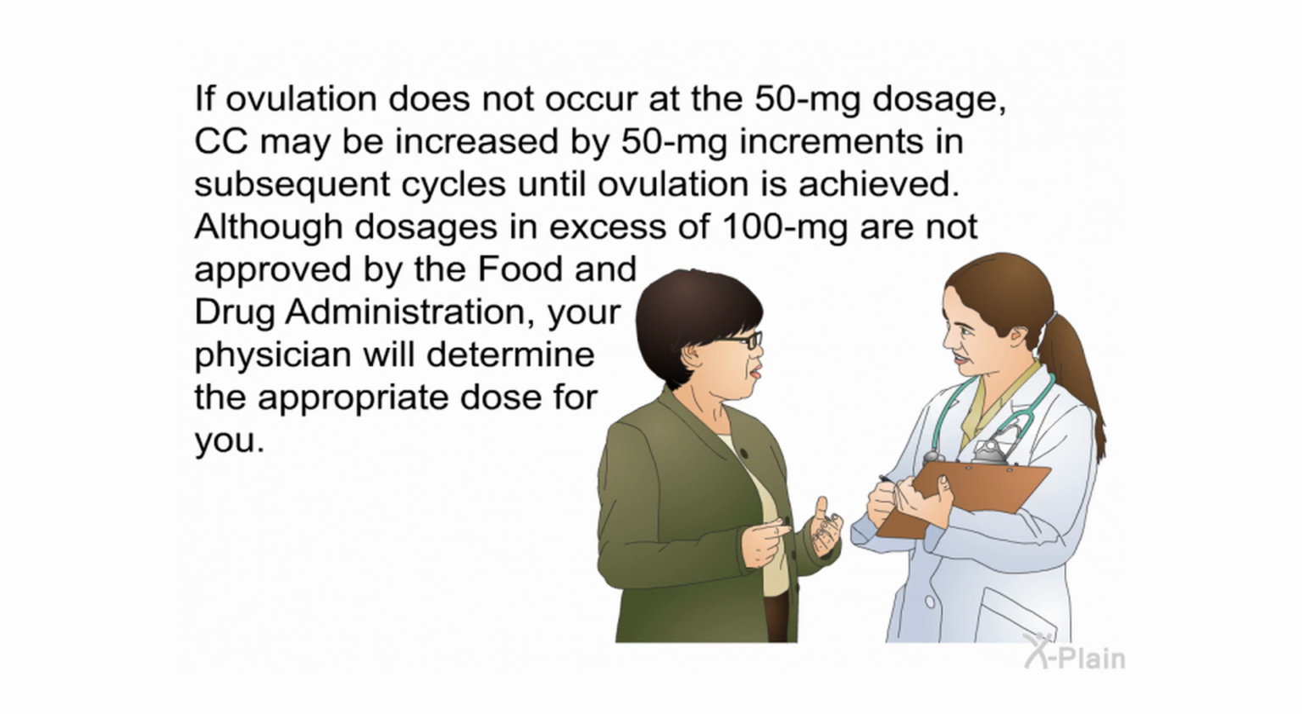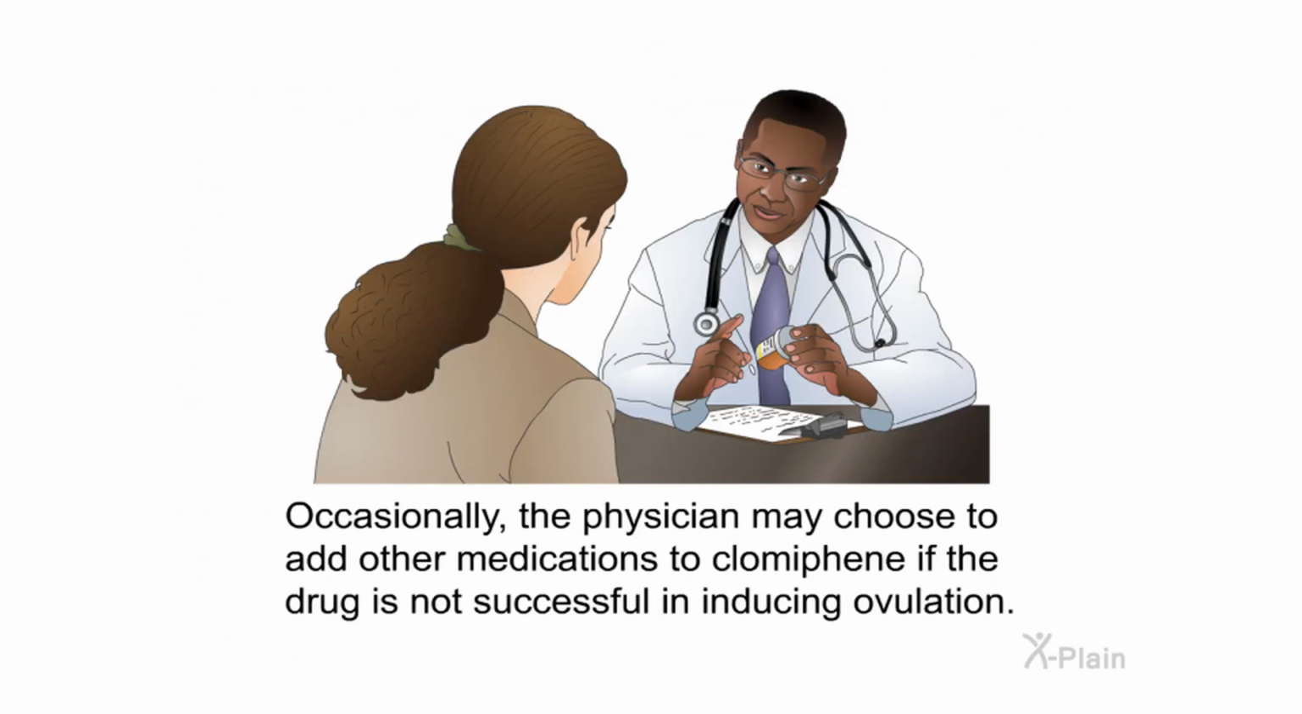If ovulation does not occur at the 50 mg dosage, CC may be increased by 50 mg increments in subsequent cycles until ovulation is achieved. Although dosages in excess of 100 mg are not approved by the Food and Drug Administration, your physician will determine the appropriate dose for you. Occasionally, the physician may choose to add other medications to clomiphene if the drug is not successful in inducing ovulation.